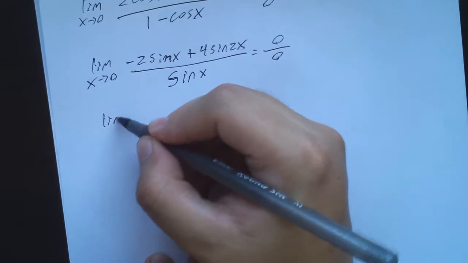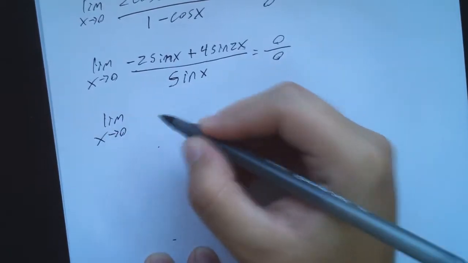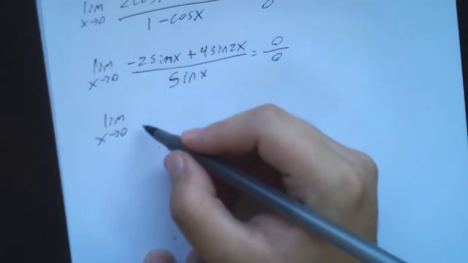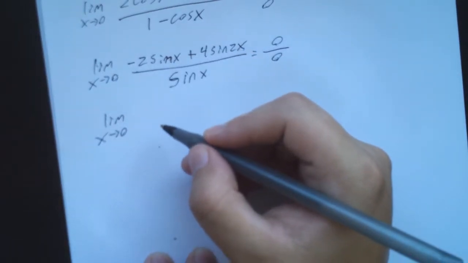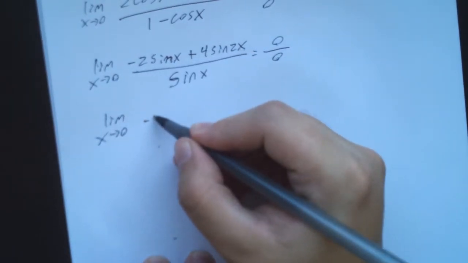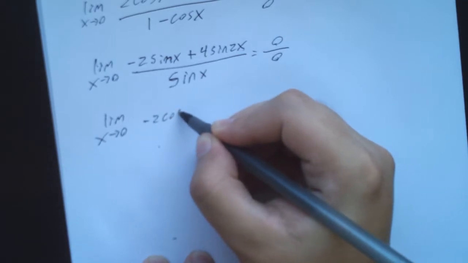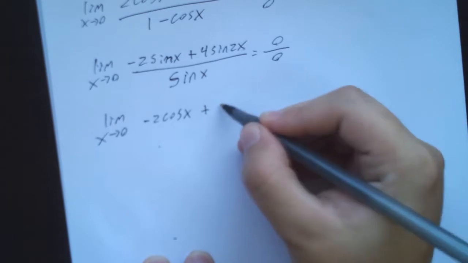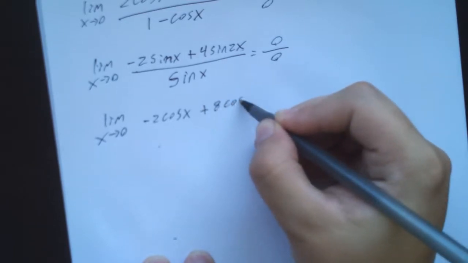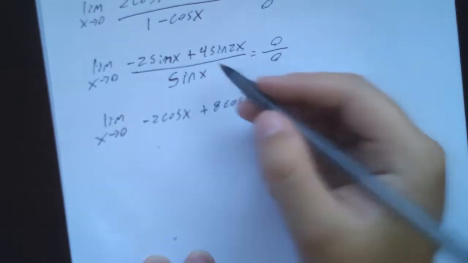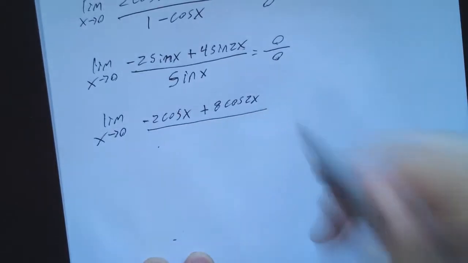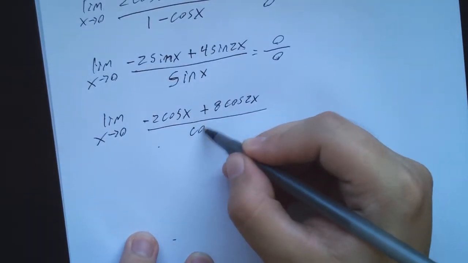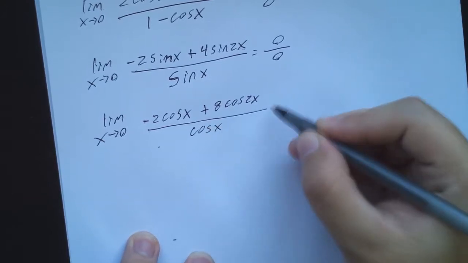Let's see. The limit as x approaches 0 of the derivative of negative 2 sine of x. We know the derivative is going to be negative 2 cosine of x, plus 8 cosine of 2x. We do chain rule again, and it's pretty simple. And on the bottom, we just find the derivative of sine, which is cosine of x.